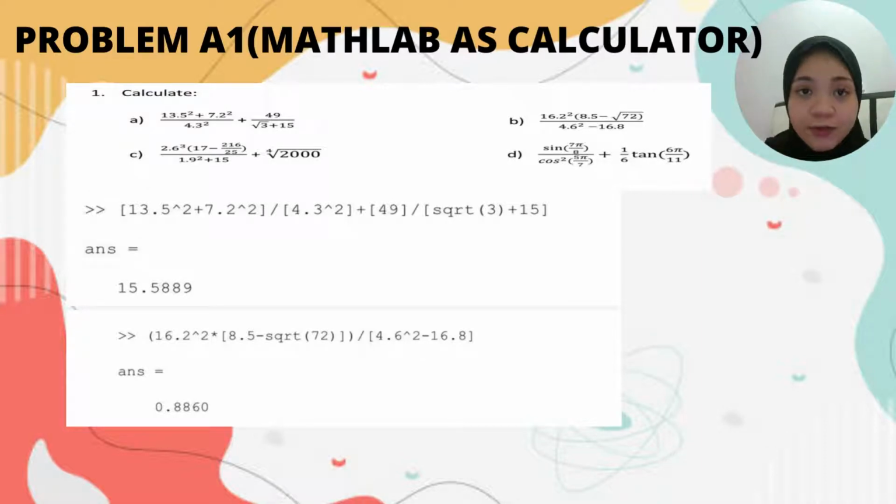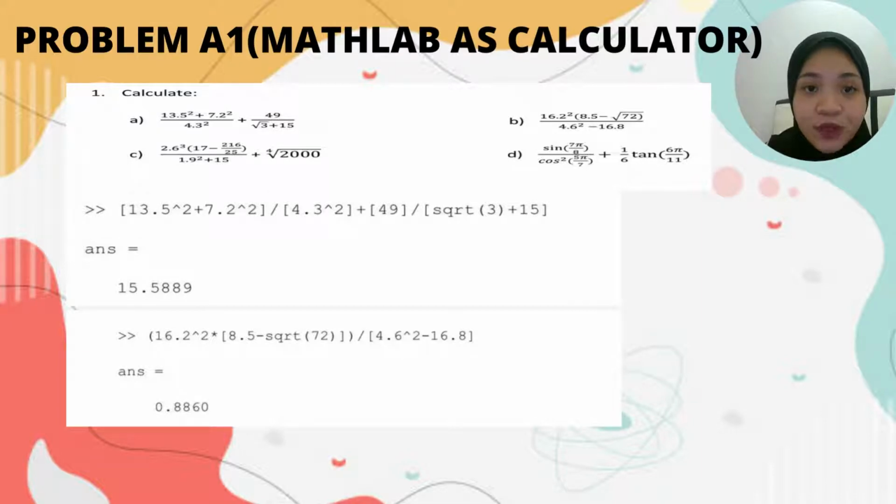Okay. First of all, the problem that I choose is problem A1, where the topic is MATLAB as a calculator. I choose question number 1. Question 1 part A is: calculate 13.5 squared plus 7 squared over 4.3 squared plus 49 over square root 3 plus 15.